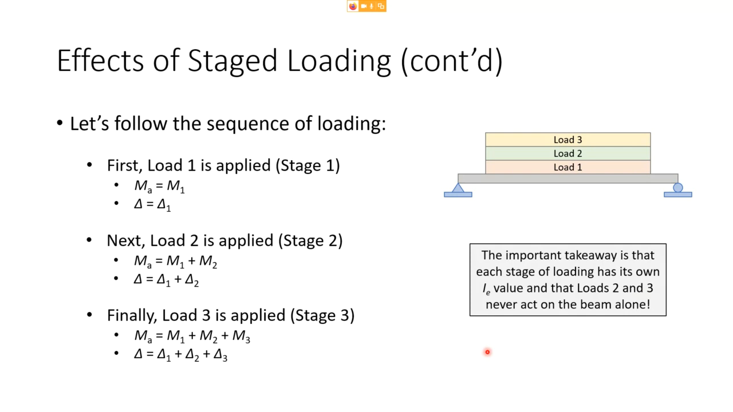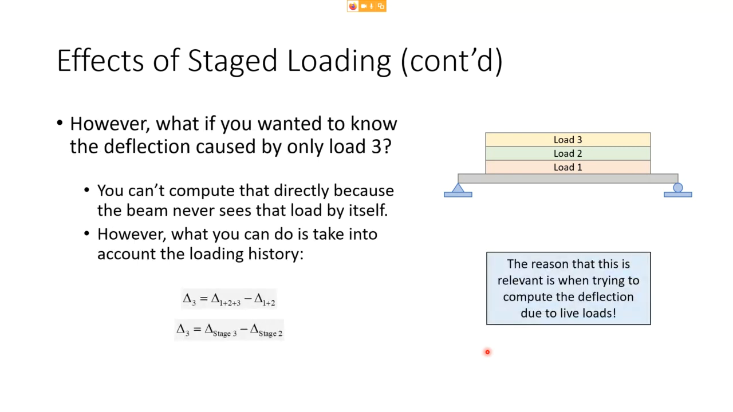So again, the beam never sees load 2 and load 3 by itself. But as a structural engineer, you might be interested in, well, what is the deflection caused by just load 3? Like, how much does load 3 deflect the beam? I mean, think. As you apply the load, the beam is going to deflect. So load 1 is going to cause the beam to bend down a bit. Load 2 is going to cause it to bend down even more, and load 3 is going to cause it to bend down even further. What if I just want the deflection from load 3? Well, the problem is I can't compute that directly, because as I apply the load, more of the beam starts to crack.